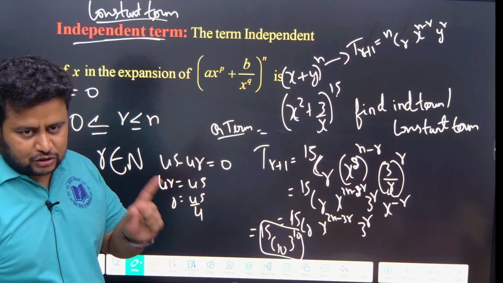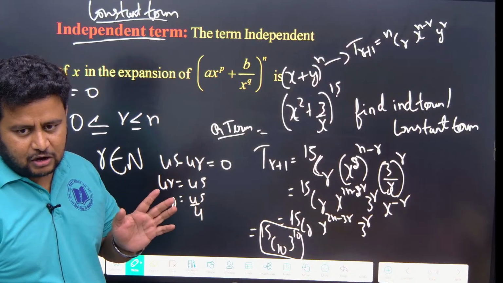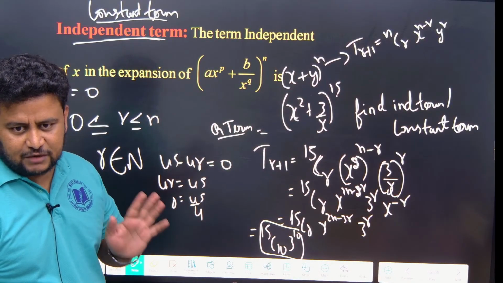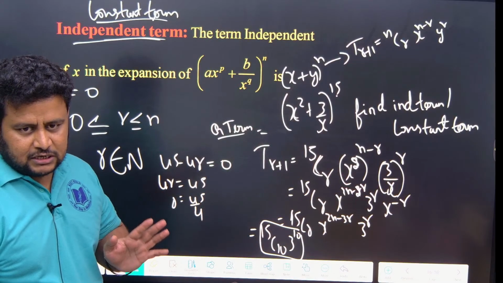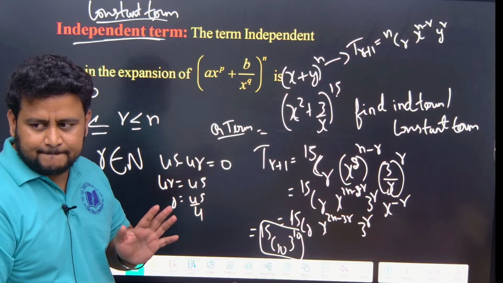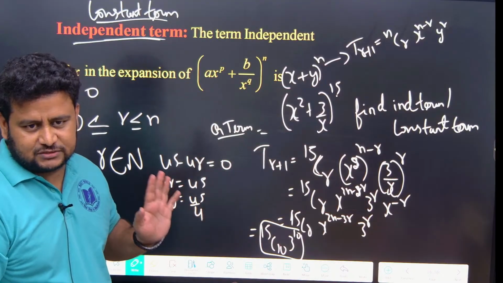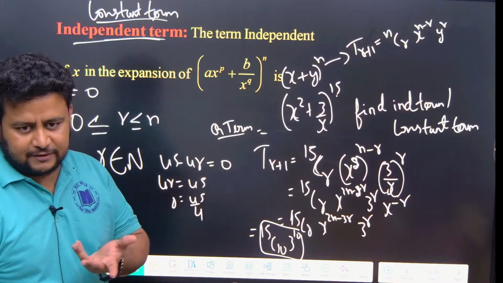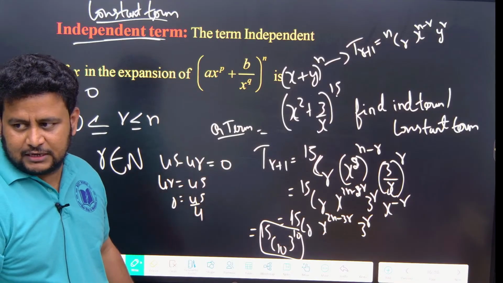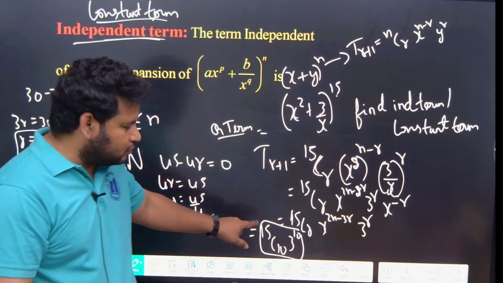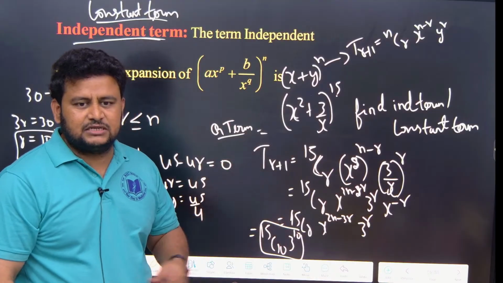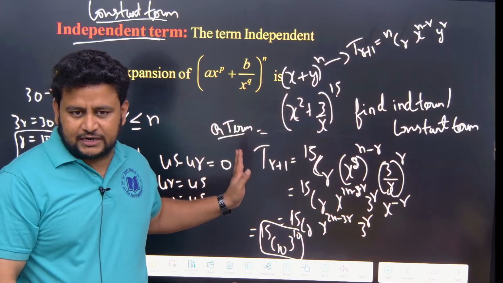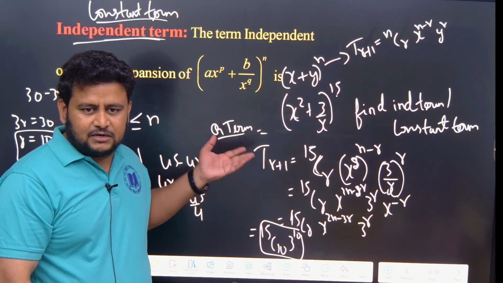So r value should always be a whole number or a natural number. R value can never be a fractional value, and it cannot be negative. Okay, clear? It should be a non-negative integer. Non-negative integer means 0 and 1 and so on, a whole number. Clear? So once you get r value not as a non-negative integer, that means the independent term or constant term does not exist. You have to write that the independent term does not exist will be the answer.